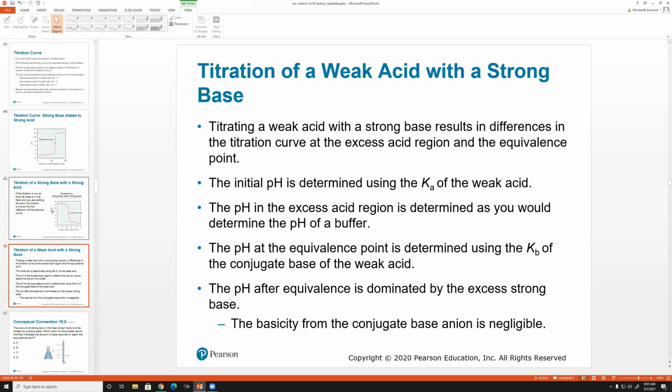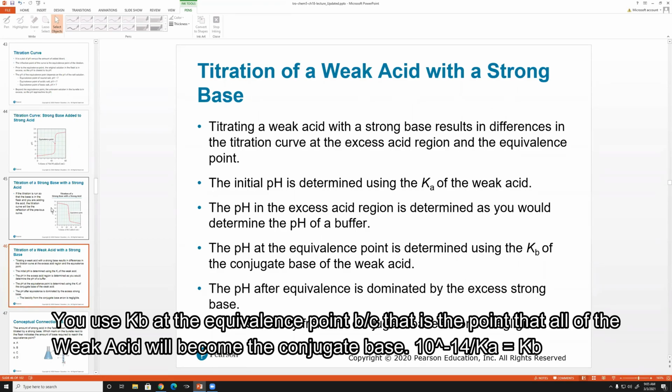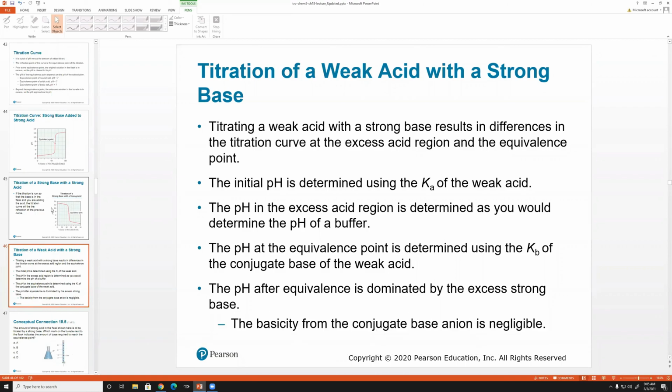Then at the equivalence point, you're using the pKb of the conjugate base. And the way you find Kb from Ka is 10 to the negative 14 divided by Ka. And then after that, you have a lot of strong base, which you can use to find the pH.